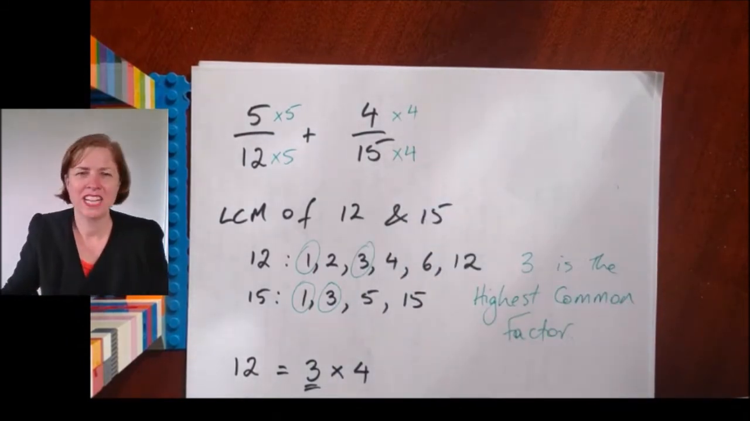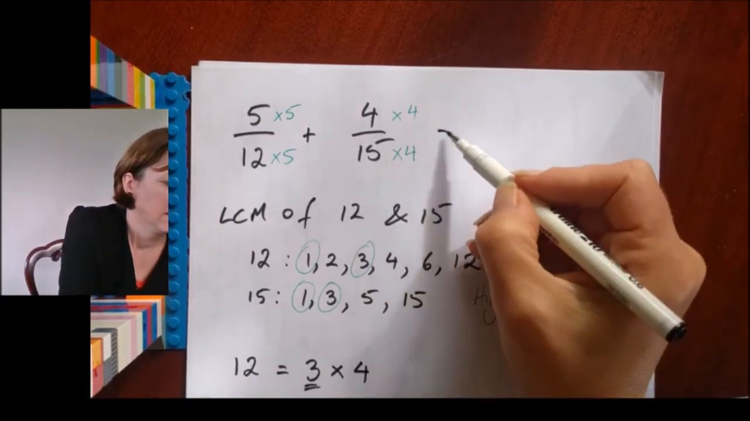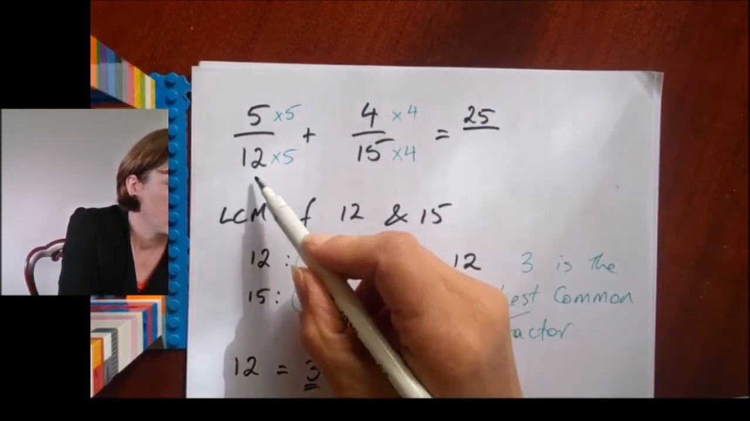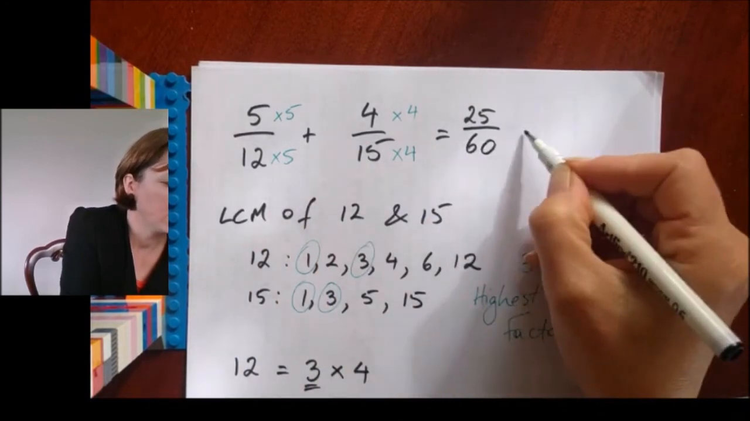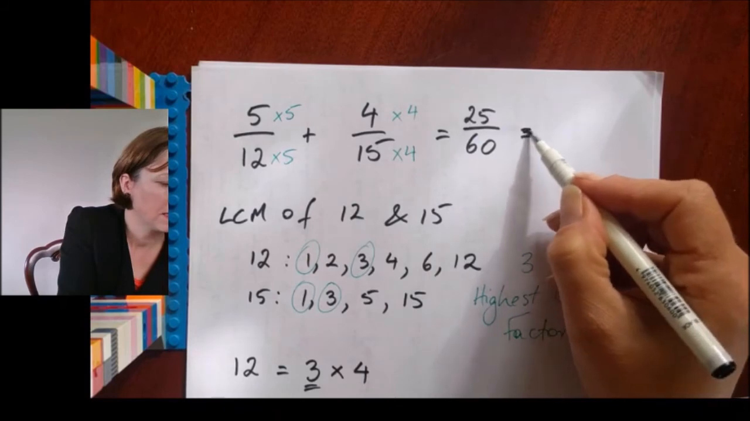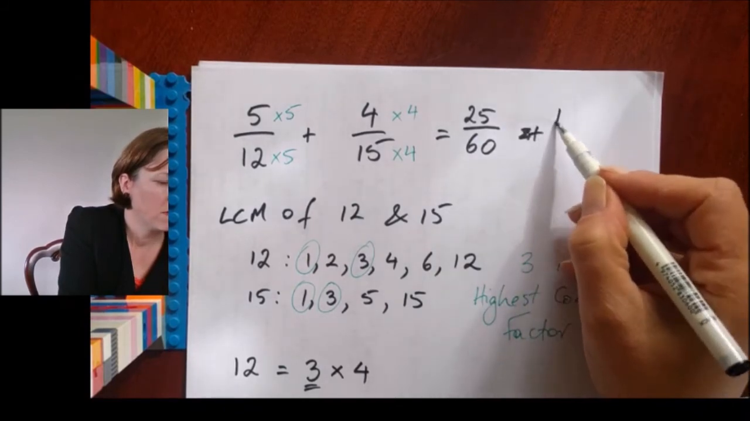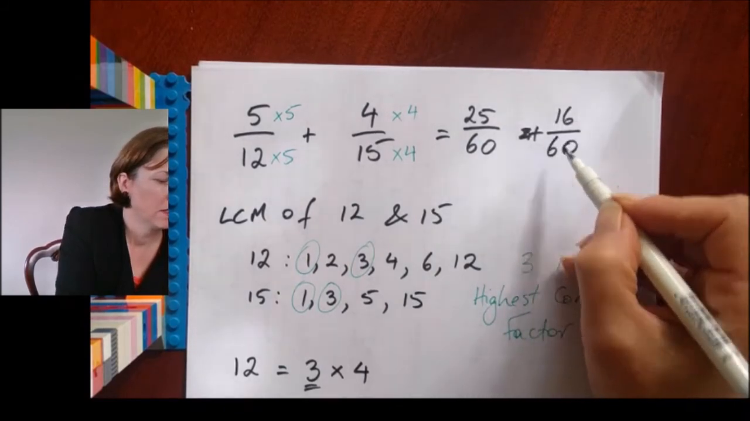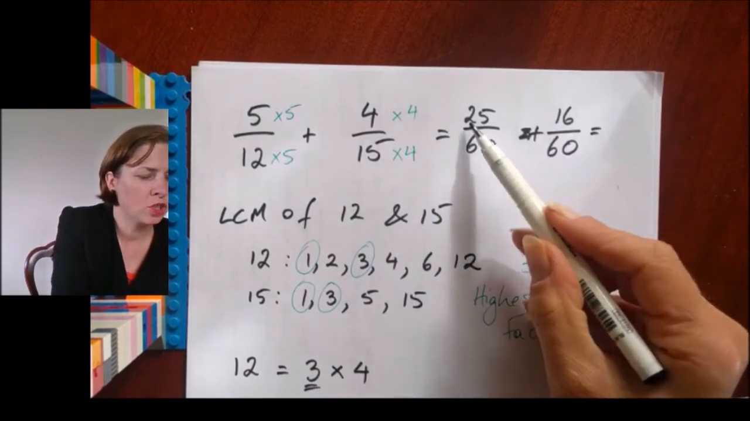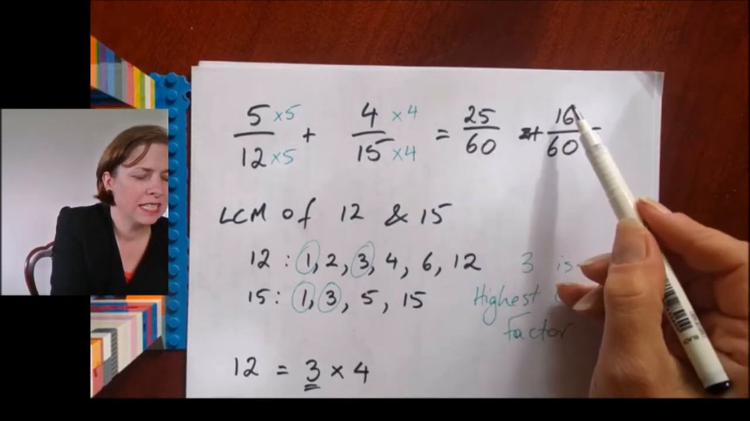I think I'm ready to do this now. 5 times 5 gives me 25. 12 times 5 I already know gives me 60. Plus 4 times 4 gives me 16 over 15 times 4, which is 60. So now I'm adding 25 plus 16.